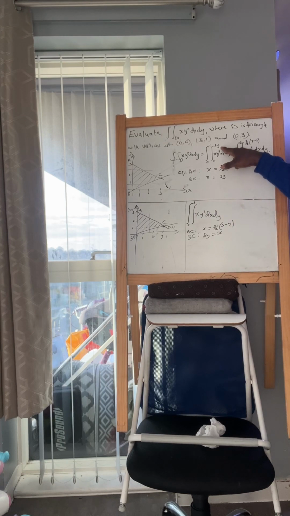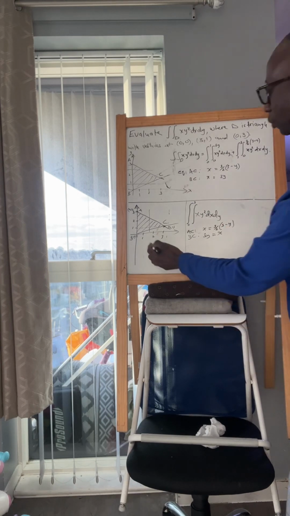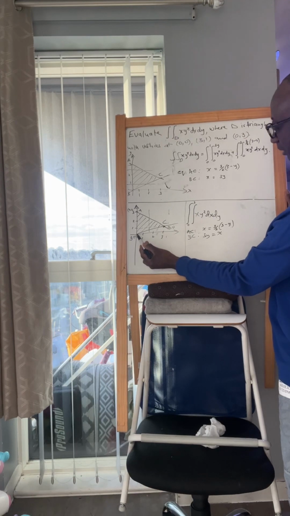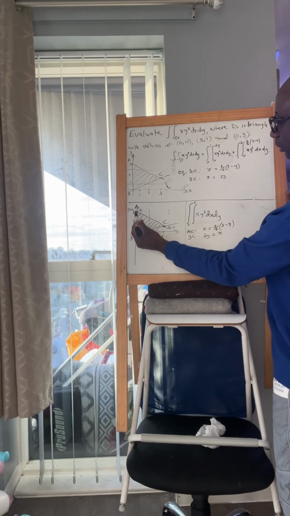This is the same thing here. This is x equals 3y. That is this line here. Its equation is 3y equals x. So this is what you have, the equation of the lines. So now we want to start from the bottom line here up to this top line.